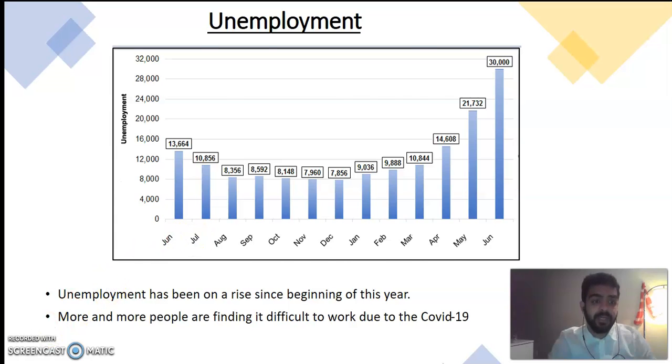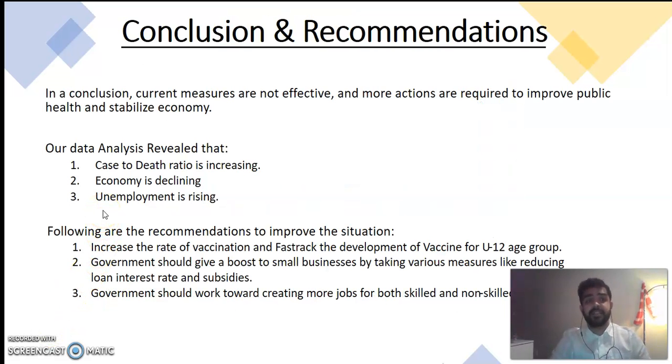Considering all the slides, I would conclude that the current measures are not very effective and more actions are definitely required to improve public health and stabilize the economy. From our data, we already see that the economy has been hit hard by inflation and the decrease in per capita income. Of course, with the unemployment rates, the case to death ratio has been severely increasing, which is not a good sign for public health, and small business holders, who are more on the lower side of the earning families, are hard hit.